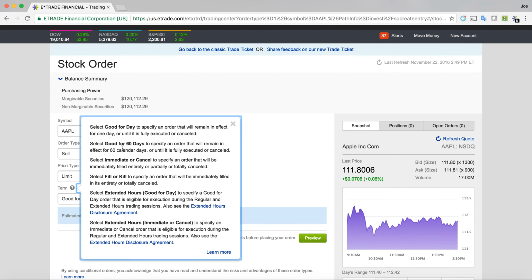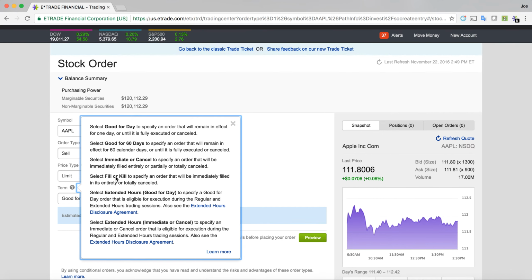We went over good for 60 days. Immediate or cancel specifies an order that will be immediately filled entirely or partially, or totally canceled. So I either get filled partially, I get filled entirely, or if I don't get filled at all, it's canceled immediately. Fill or kill specifies an order that will be immediately filled in its entirety or totally canceled. So if I can't sell my 100 shares immediately, my order is canceled.